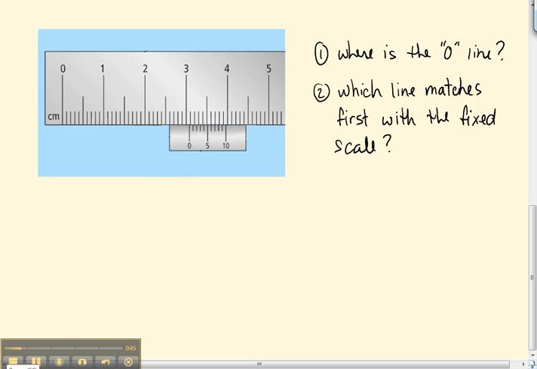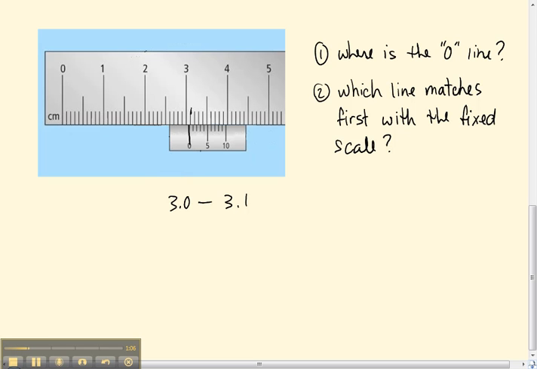Okay, so looking here, we can see that the 0 line is just above 3 and not quite to this line here, which is 3.1. So I know my answer is going to be 3.0 something, not quite 3.1. So between 3.0 and 3.1. Okay, so that's part one.